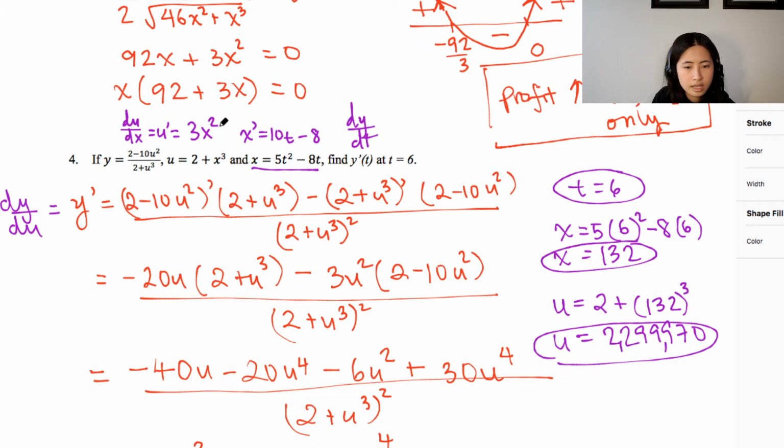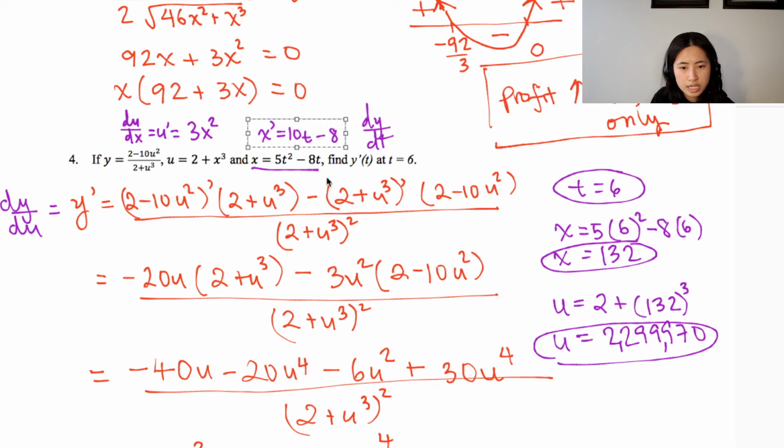Because we don't really have any space, let me just move this. And this one is actually dx over dt. There. The reason why it's called du over dx is because you're deriving with respect to x, that's your variable. And you're deriving x based on t. That's why it's dx over dt.